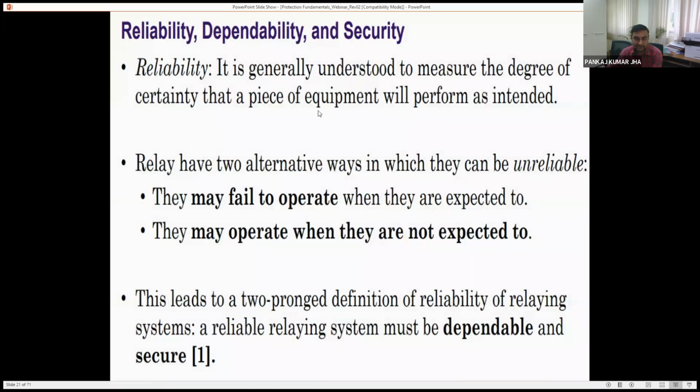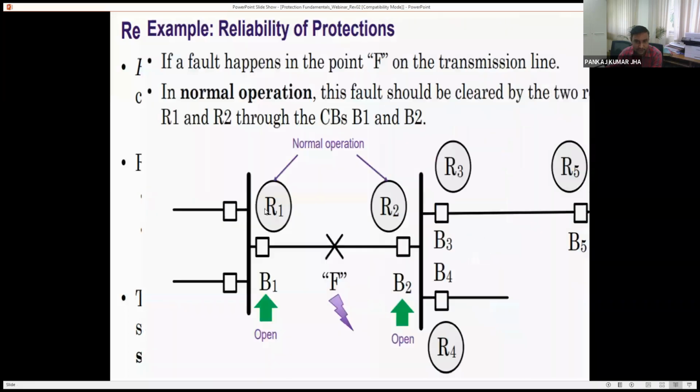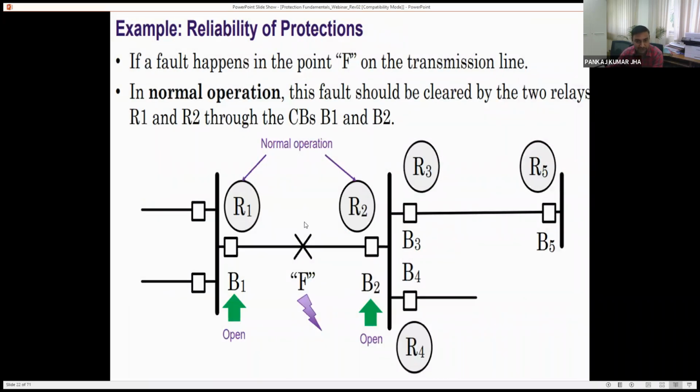Now I have explained this in the last slide itself. Reliability has two different concepts. One, relays may fail to operate when they are expected to. So a relay should not fail to operate when it is expected to operate. Another case is that a relay may operate when it is not expected to. So that should also not happen. These two concepts combine together to become reliability. So now I will consider one example.